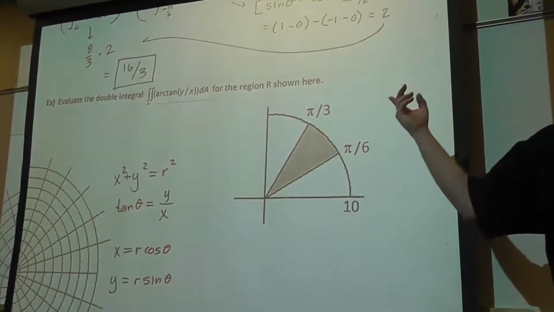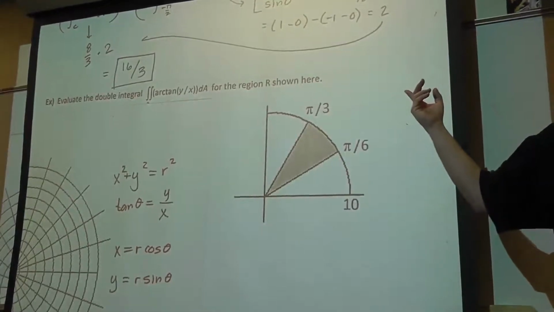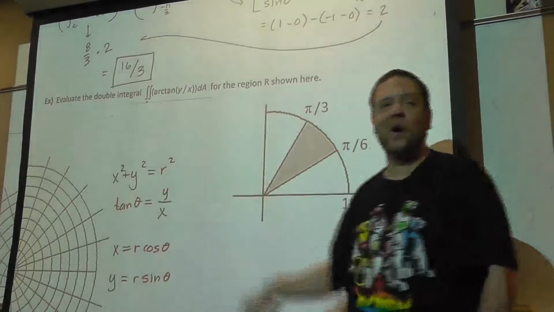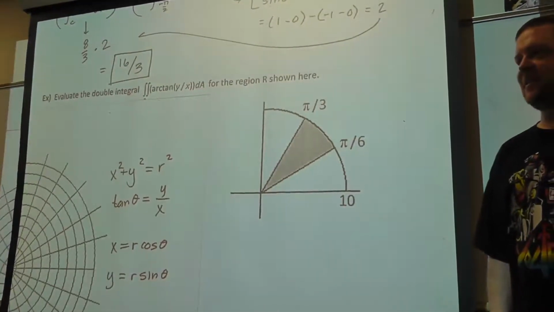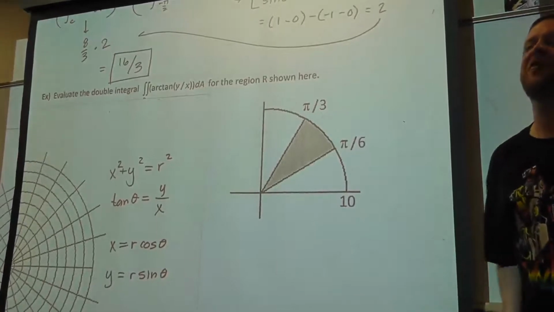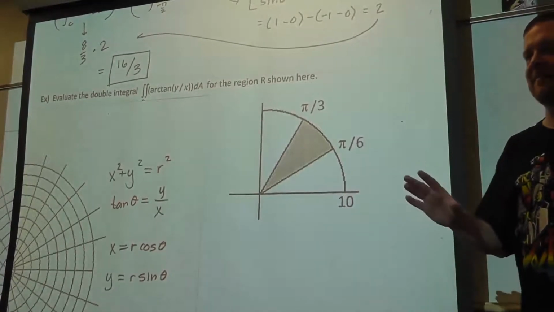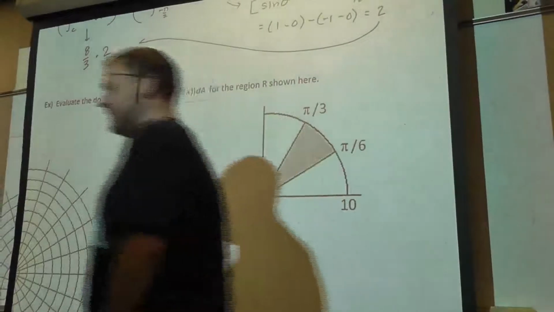And remember, that dA means it's originally given in XY form. So, well, obviously it mentions X's and Y's in the function. Convert that double integral. After you convert the integral, before you evaluate it, let me see what you got. If you raise your hand, I'll come see what you got.